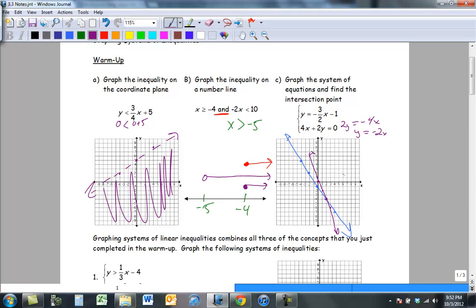Bingo! There's our answer. So our solution here is 2, 2, 4. Excuse me, -4.